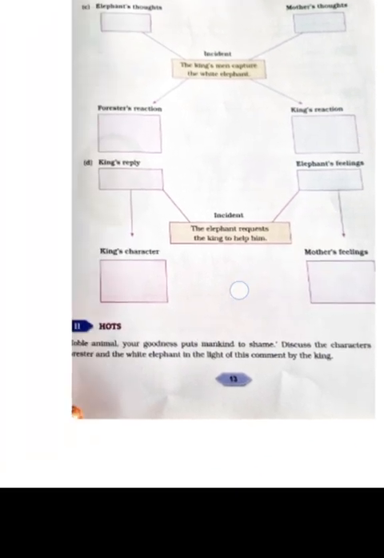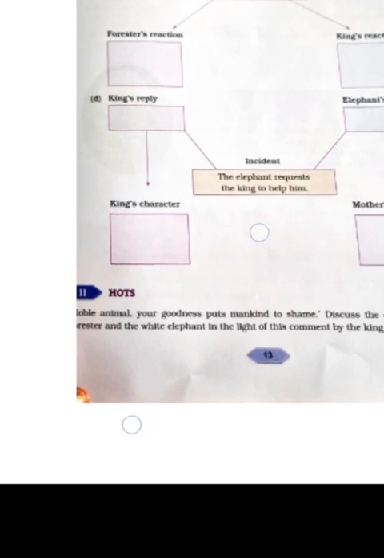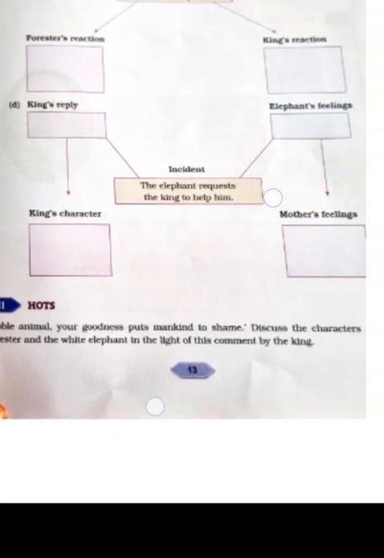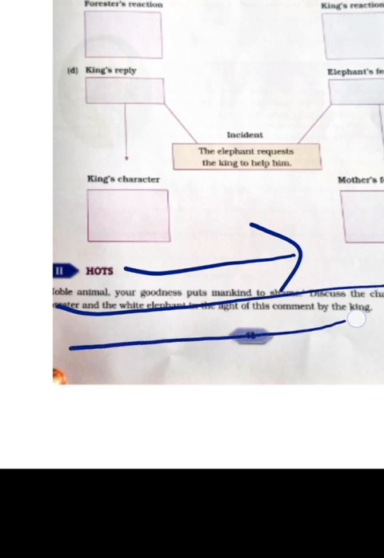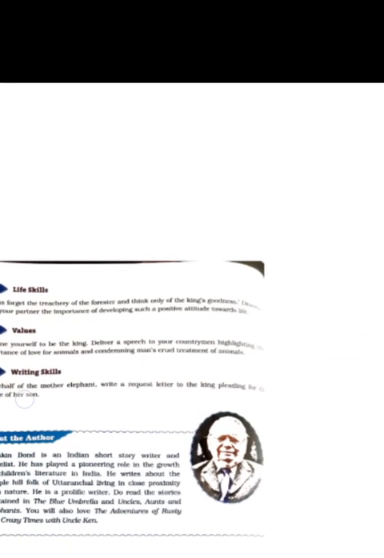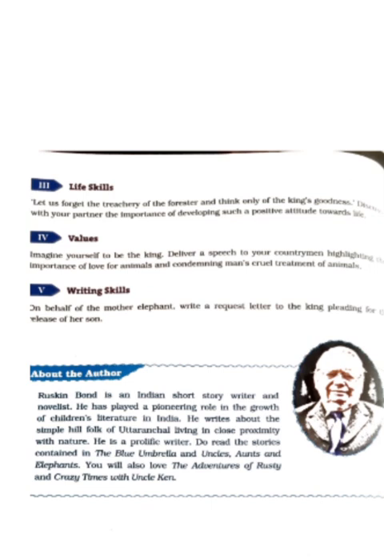Okay, now let's see HOTS. It's higher order thinking skills, and there is a discussion that we need to do. The students need to make up their mind whether what the forester did was right for mankind or it was not. Now, coming to the life skills part of the chapter.